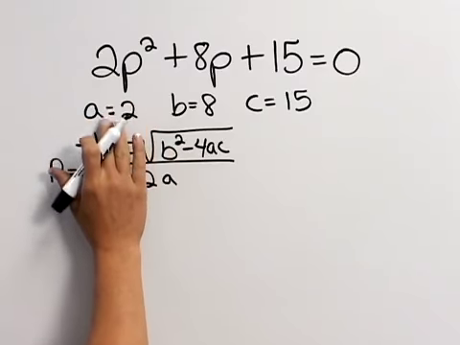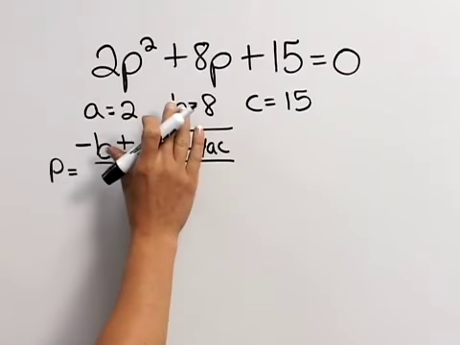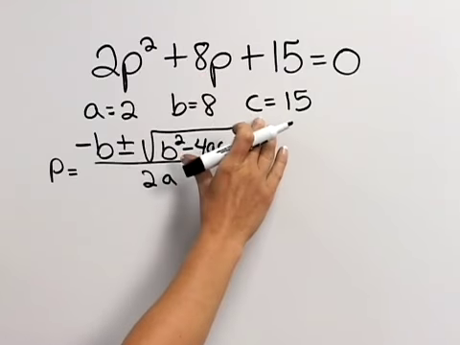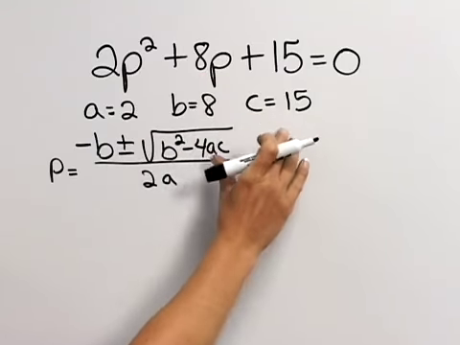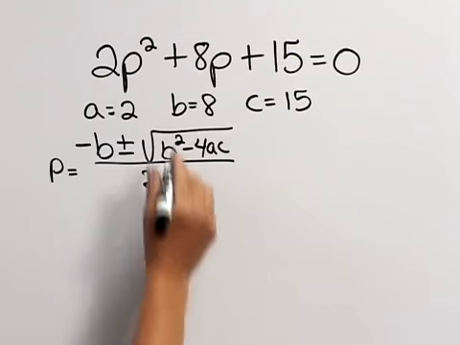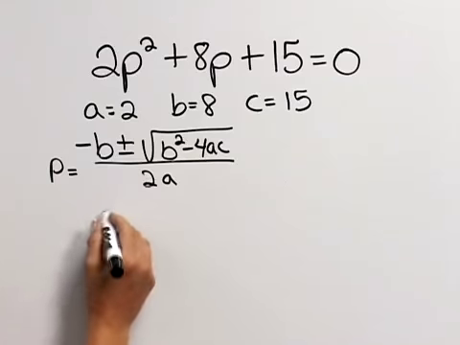In this case, our a is 2 because that is our coefficient of p squared. Our b is 8 because that's the coefficient of p. And our c is 15 because it's a constant on the end. Let's plug those values into this formula.